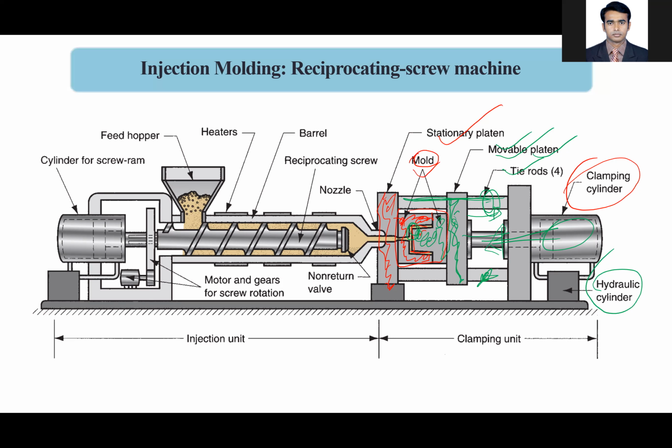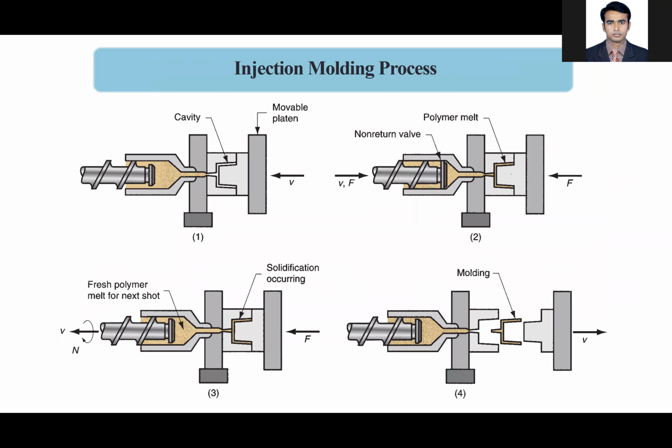In the next slide, the first step of the injection molding process is to prepare the cavity. The material is ready in the injection screw, and to produce the cavity, you move the movable platen, so that material, once poured into the cavity, does not get out. You attach the stationary platen and the movable platen together so that the cavity is blocked and ready to get the material.